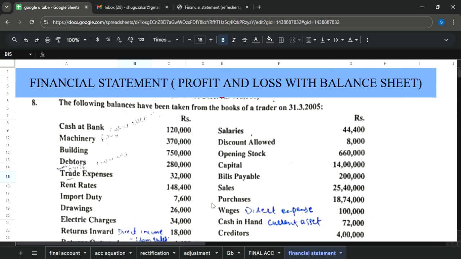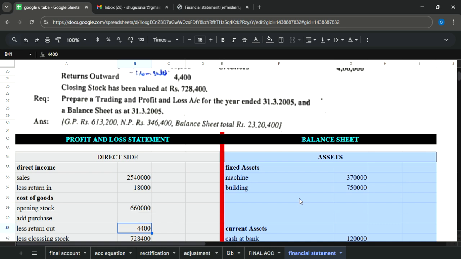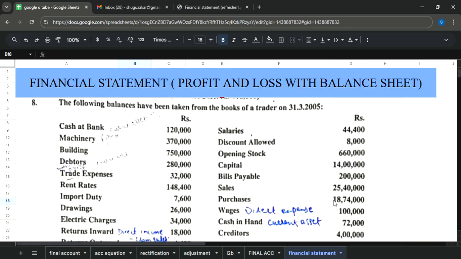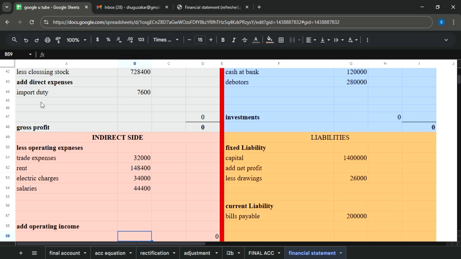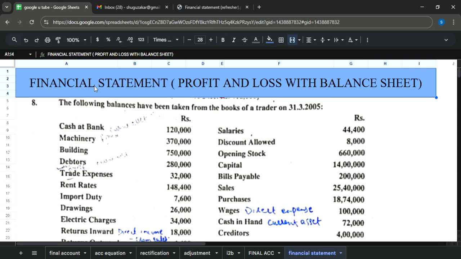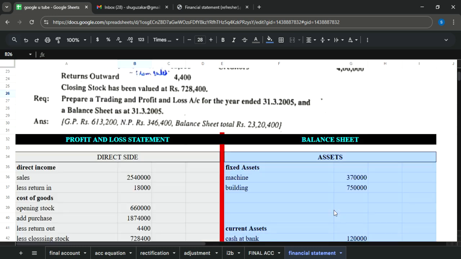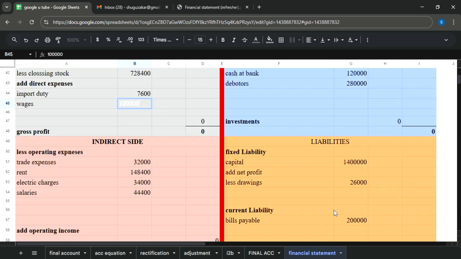Next, after sales, we have purchase 18,74,000. So here 18,74,000 in front of purchase. So simply we are placing all the elements according to their nature. Then we have wages 1 lakh. It is part of direct expense. So you will come over here on the direct expense side. Amount of wages is 1 lakh rupees. So put the amount of 1 lakh in front of wages.